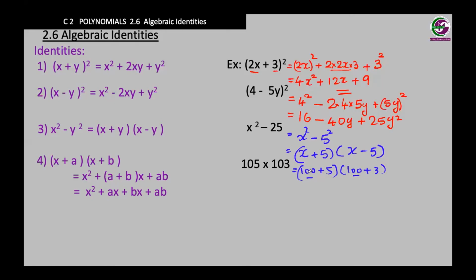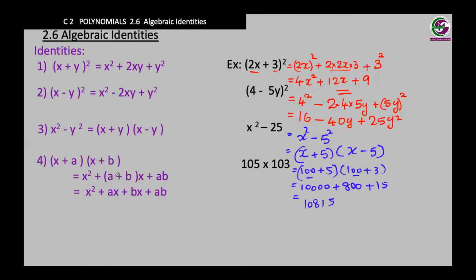This is equal to x power 2. X power 2 is 100 times 100. So we have 4 zeros. Plus, multiply, add the terms. 5 plus 3 is 8 times 100. 8 times 100 is 800, plus multiply the last terms. 5 times 3 is 15, and that will be your answer. 11115.